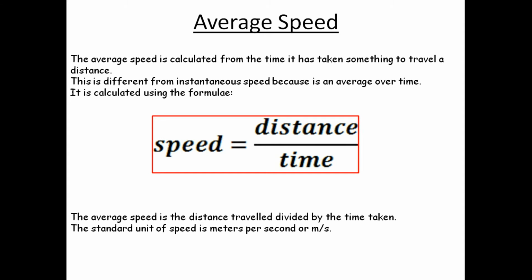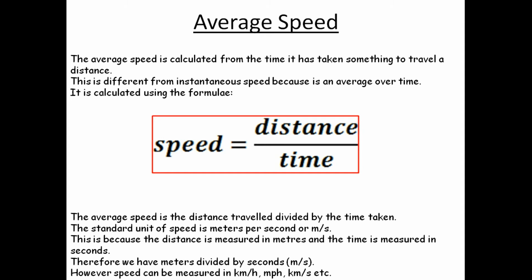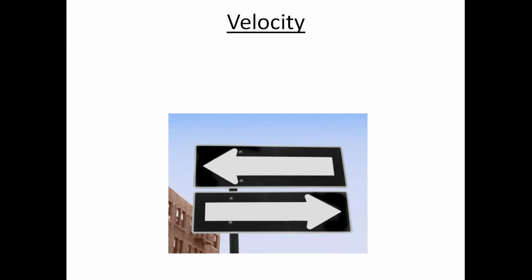The standard unit of speed is meters per second, or we write this as m/s. This is because the distance is measured in meters and the time is measured in seconds. Therefore, we have meters divided by seconds, or meters per second. However, speed can be measured in kilometers per hour, miles per hour, kilometers per second, or any other method.